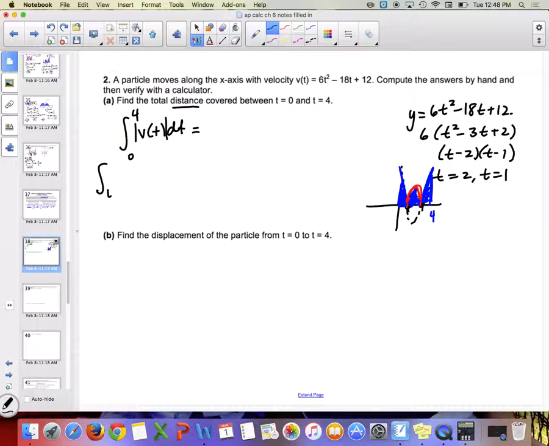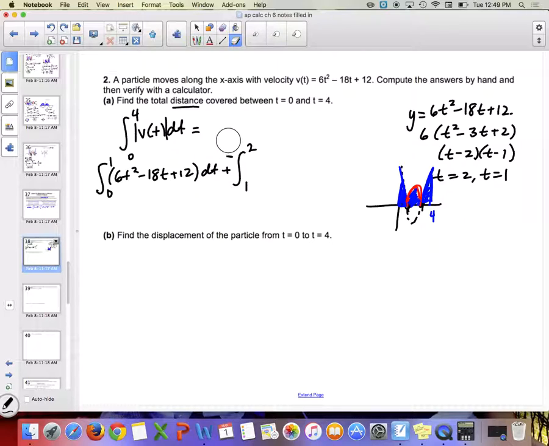So I'm going to do from 0 to 1, and that part was already positive with the v of t. So we're going to do 6t squared minus 18t plus 12. And then we also have 1 to 2, but that part was below the axis before, so we actually have the opposite of v of t. So it's up to you. You can put the negative out front if you want, and then just write positive 6t squared minus 18t plus 12. Or if you don't put it out front, then just put it on the inside. It doesn't matter to me, whatever you want to do.